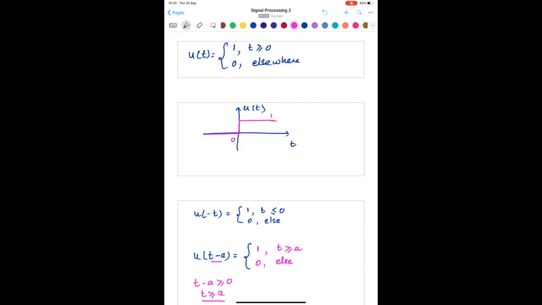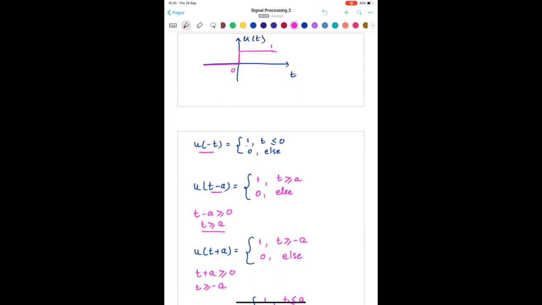Now if I have to write u of minus t, then u of minus t equals 1 for t less than or equal to 0 and 0 for the remaining points. At this point you might be wondering why and how we are able to find this range. So I'm telling you an easy way to understand it. Whatever you have in the bracket, put it greater than or equal to 0, and from that you can find the points for which this unit step function will be equal to 1, and for the remaining points it is 0.